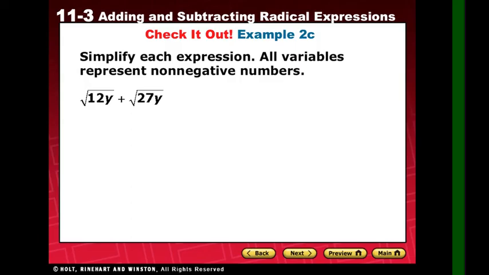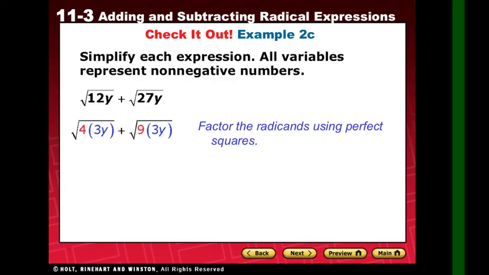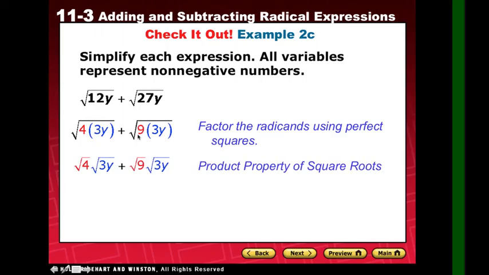So, sa nakikita ko, sa 12, pwede siyang 4 times 3 because 4 is a perfect square and 3 is not a perfect square. Sa 27 naman, pwede siyang 9 times 3. 9 is a perfect square and 3 is not a perfect square. So, factor the radicals using perfect square. So, we have 3y. So, 4 times 3 is 12 and 9 times 3 is 27. So, pinag-combine na sila ng y. And then, using the product property of square root, ilalabas natin si 4 tsaka si 9.